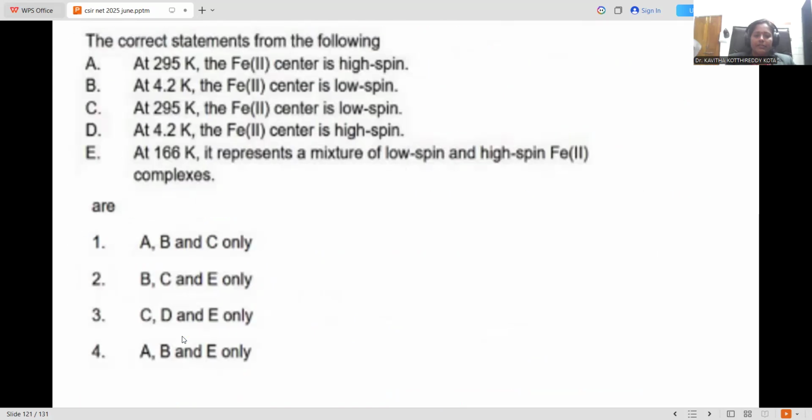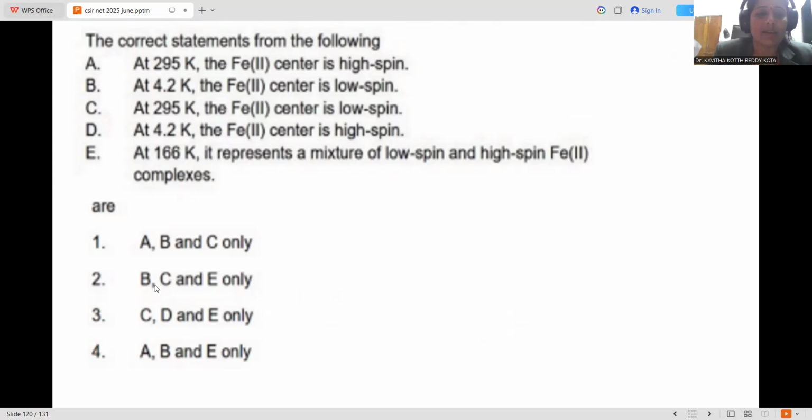If this is the case, we need to identify which answers are correct. At 295 Kelvin, the higher temperature, the Fe2+ center is high spin, correct. At 4.2 Kelvin, the Fe2+ center is low spin, obviously correct. At 295 Kelvin, the Fe2+ center is low spin, wrong. At 4.2 Kelvin, the Fe2+ center is high spin, wrong again. And 166 Kelvin represents a mixture of low spin and high spin together, which is also correct.